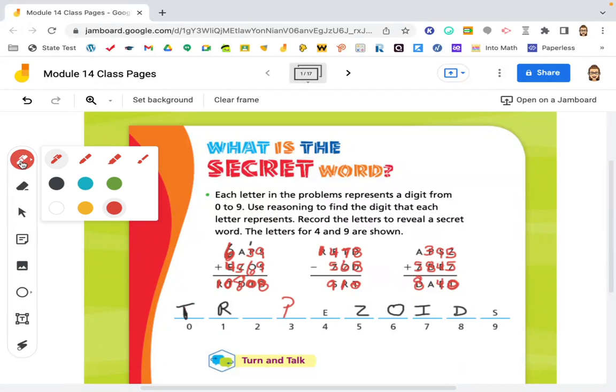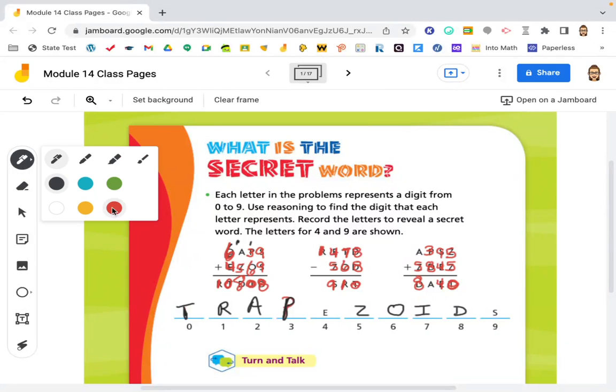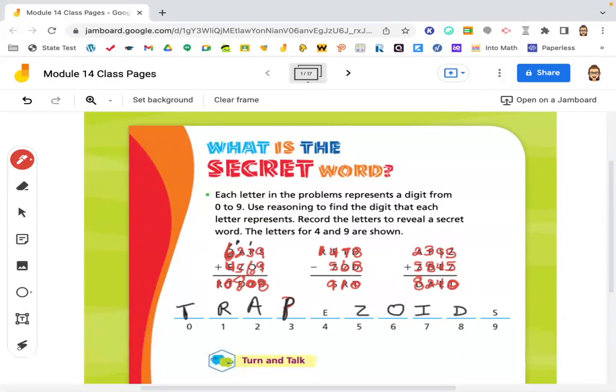And we would add a 1 here. So we have 5 plus 1 is 6. We would need 2 more to get an 8. So that means A. So we get trapezoids as our secret word.